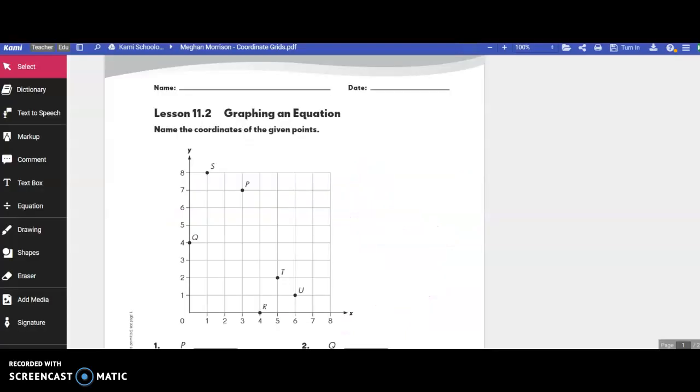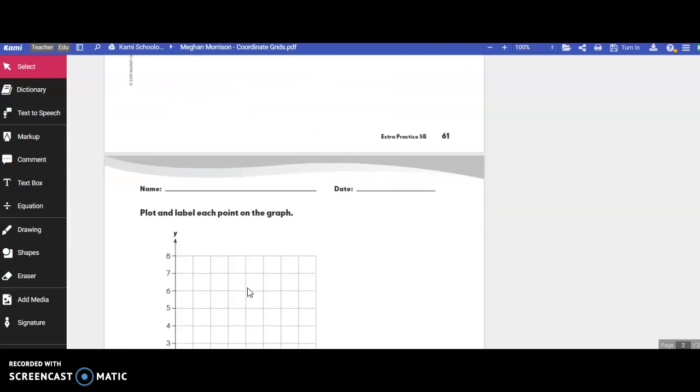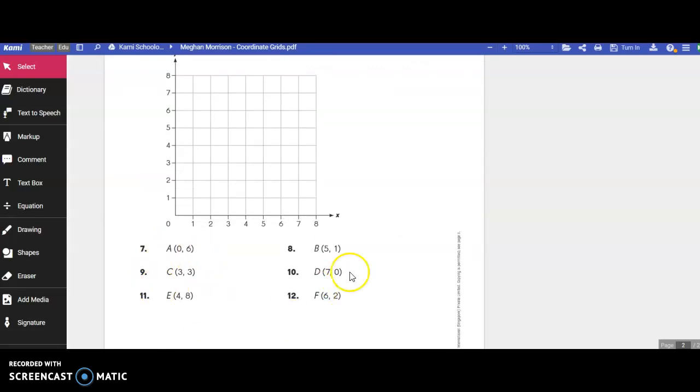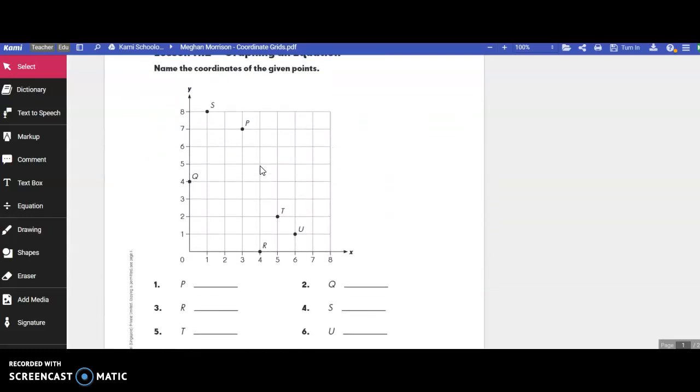Actually, let's look at the one on your sheet just to make sure you can see what it actually looks like. So you'll find the letter, you'll write the point. Again, first find the number on the x-axis down here, then the number on the y-axis. This one is giving you the point, so you just have to put it on there and put the letter next to it.